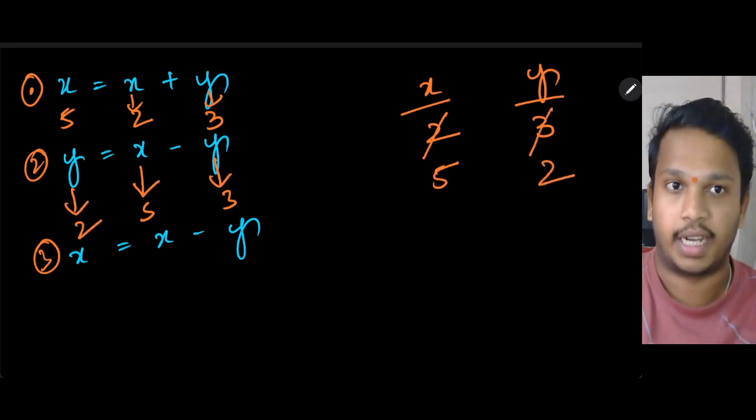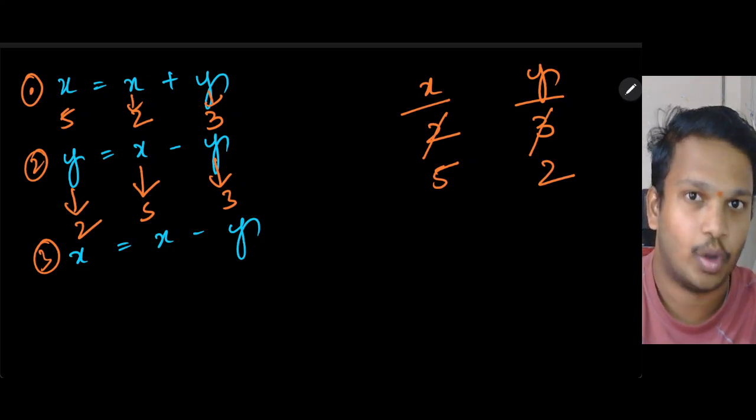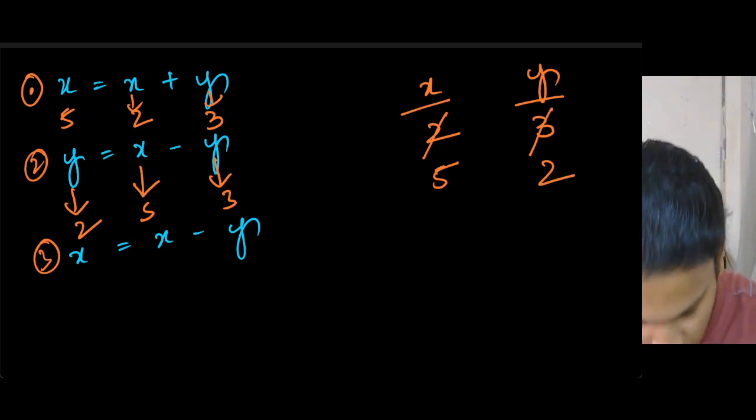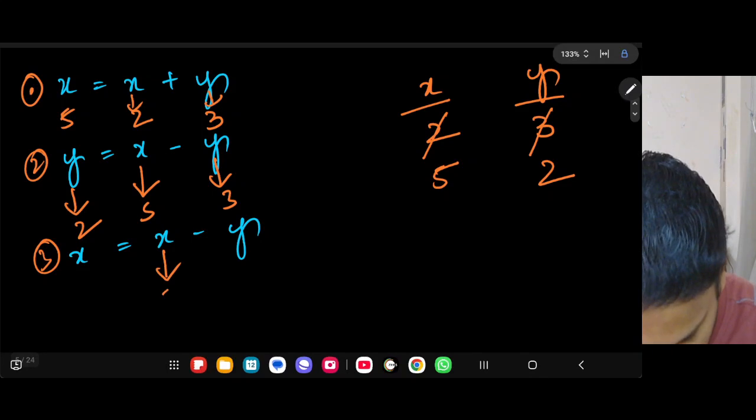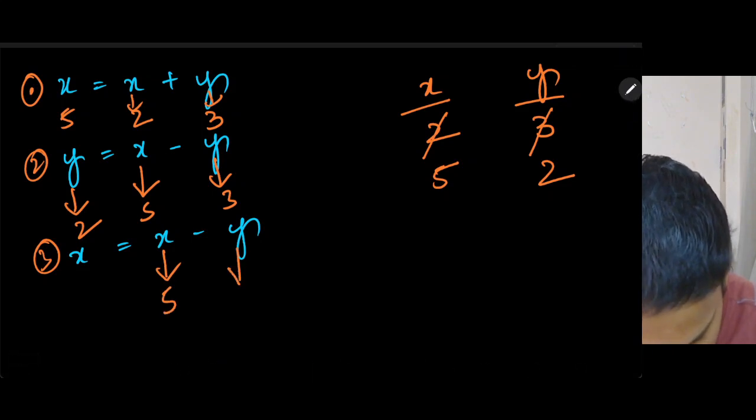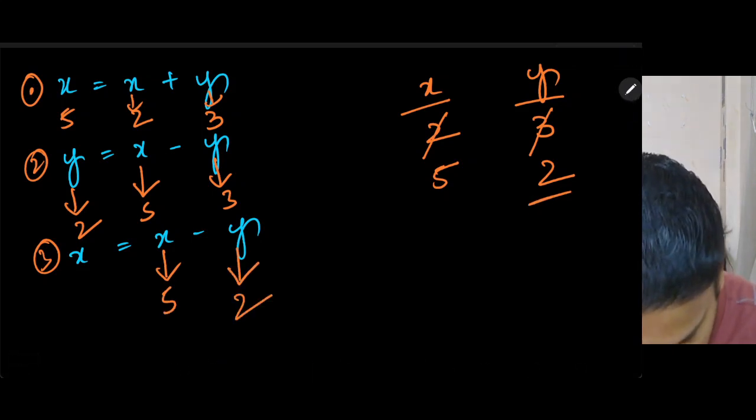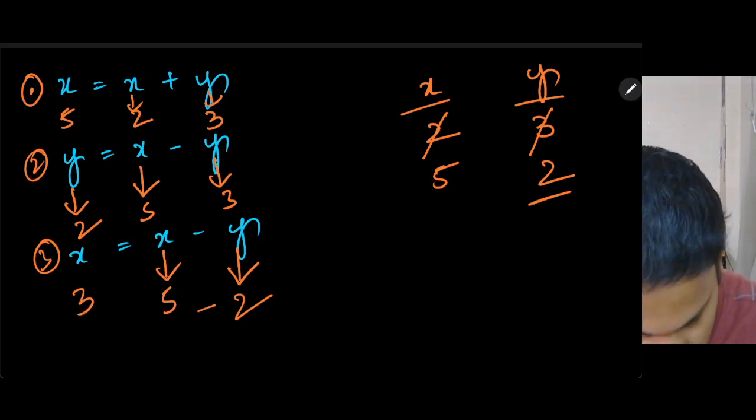Observe carefully. After the second line, see, the y value already changed. Now we need to change only the x value. Observe this. What is the x value? The x value is 5. The y value is, observe here, 2. So 5 minus 2, the x value is 3.